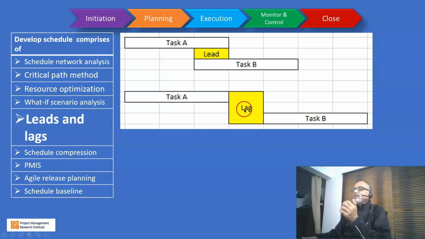An example for a lead can be when the design is 80% completed, I can start with the development work. And an example for lag can be after pouring concrete, I should give 8 days curing time, and only after that I can start with the next activity. So that is an example for lag. Lag elongates the schedule, whereas the lead compresses the schedule.